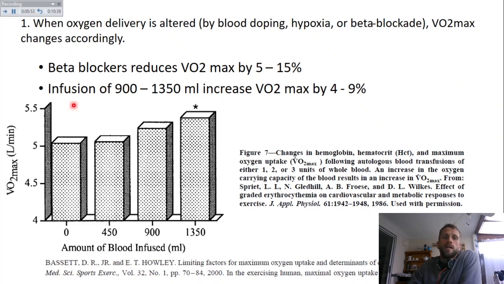Now another example relates to the blood, and it's something you'll probably be familiar with. If you give individuals blood transfusions to increase the amount of blood, and in particular red blood cells, within their body, you can also increase their VO2 max. An infusion of between 900 to 1300 mils of blood increases VO2 max by 4 to 9%. So what these two pieces of evidence show is that by manipulating the way the heart works or the way the blood works, both of which are oxygen delivery focused, you can increase VO2 max.